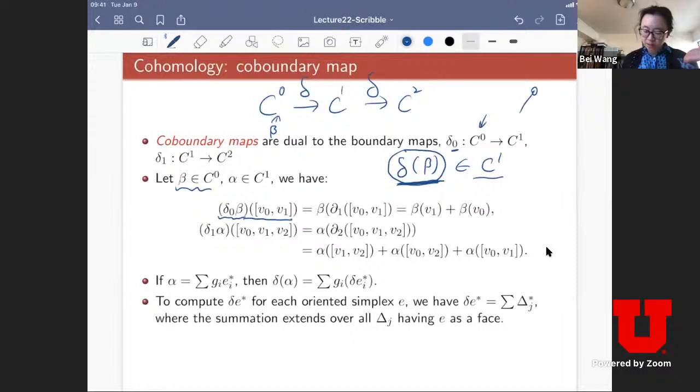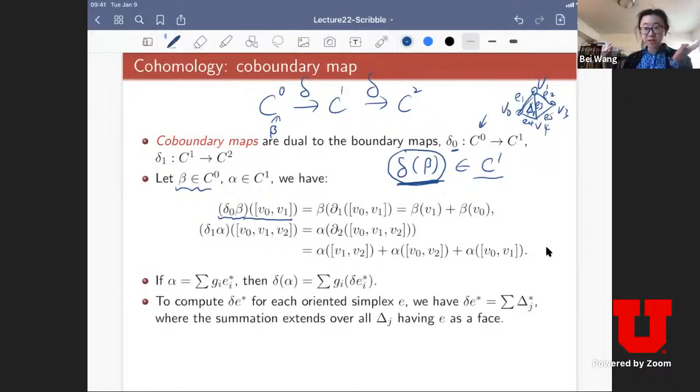So let's again do a simple example. This is V0, this is V1, and V3, V4, E1, E2, E3, E4, E5, and then delta 1, okay? So that's what we have.